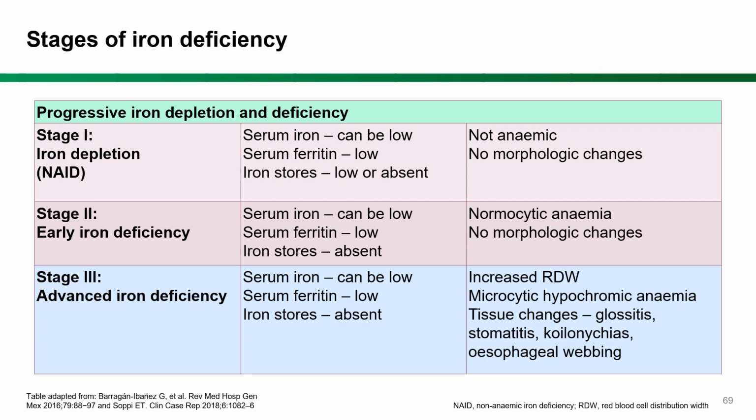In stage 2, the patient can be anemic, but the cells will still be of normal size and color. And in stage 3 only, which is, as we said, the advanced phase, you will find all the classic manifestations on the peripheral blood smear and the full blood count that is typically associated with severe iron deficiency.